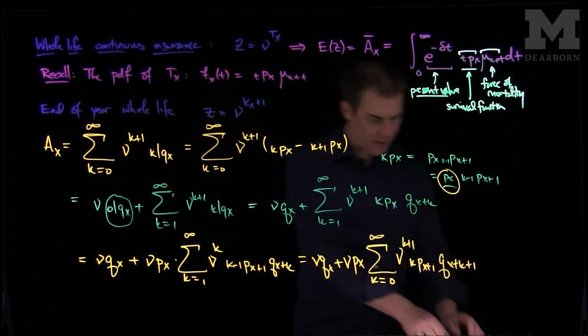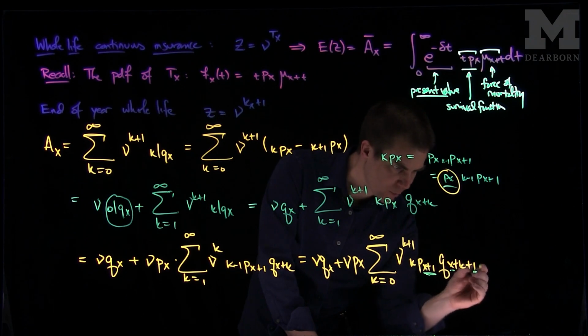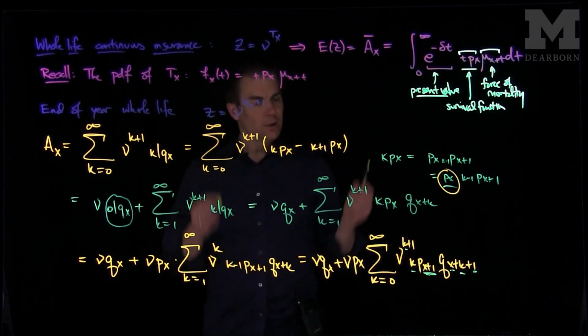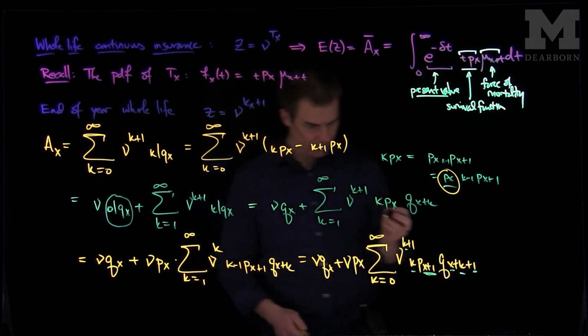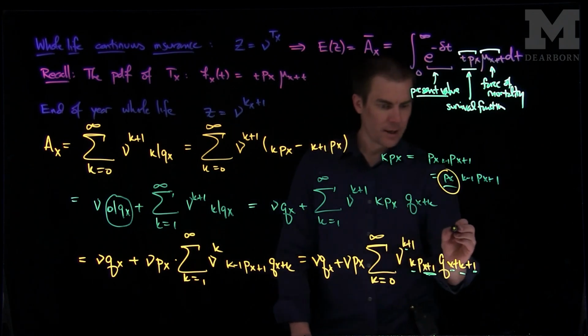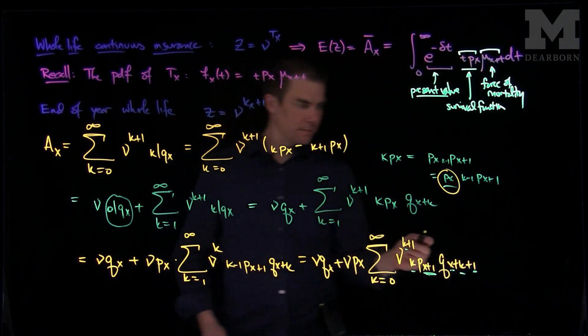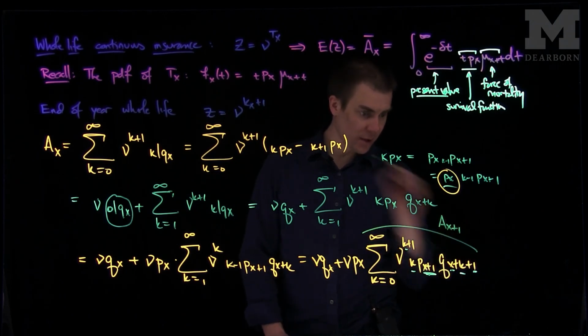And so if we examine this, what we have is the following. We have this x plus 1 over here, and we have an x plus 1 with a k plus 1. And so this term over here is just whole life discrete insurance for age x plus 1. And so finally, from this relationship that we've derived, we see that this over here is just A_{x+1}.